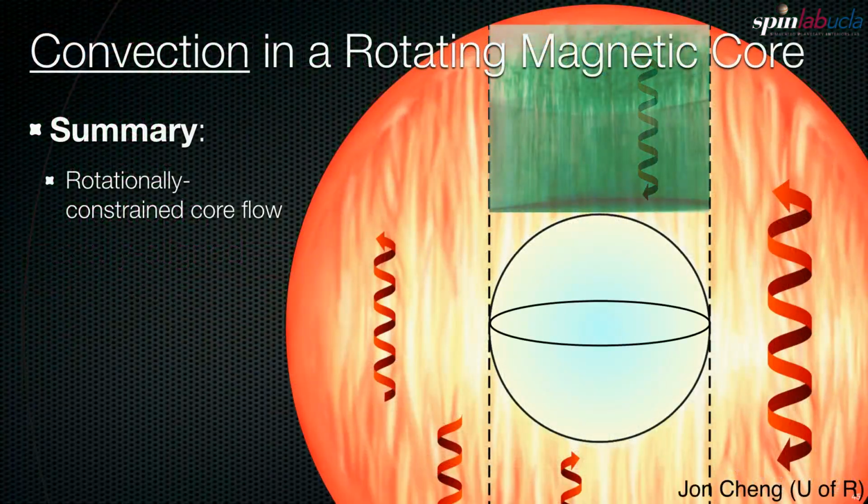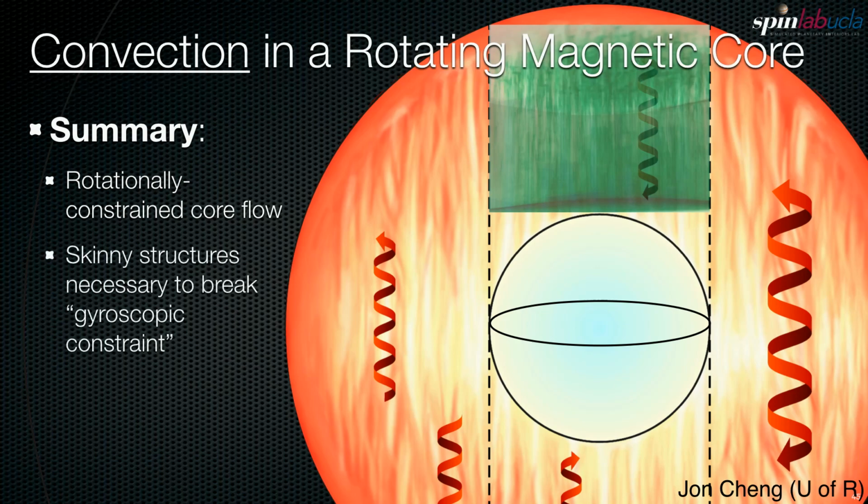What else can I tell you? Summary, rotationally constrained core flow. There it is. Really skinny structures are necessary to break the gyroscopic constraint imposed by rapid rotation. And the flow then becomes axialized.